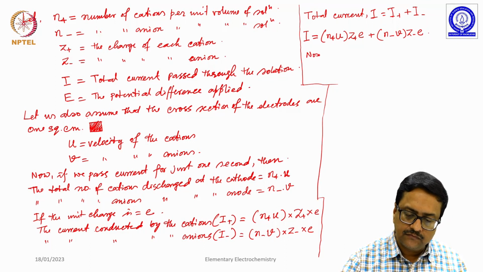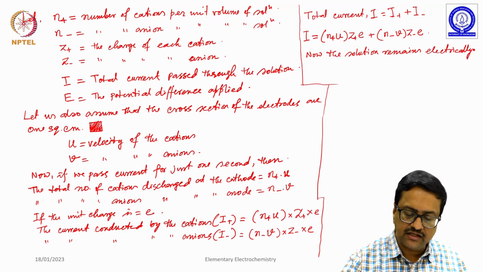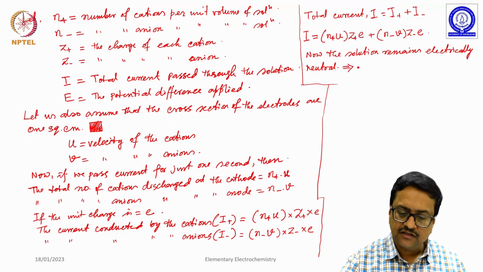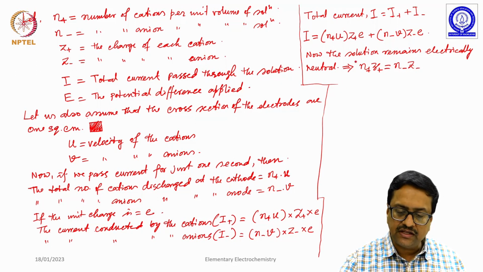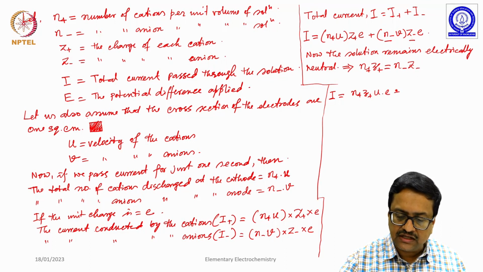Now, the solution remains electrically neutral. What does it mean? The electroneutrality means the charge carried by n plus amount of cations is n plus Z plus is equal to n minus Z minus. So, we replace n minus Z minus by n plus Z plus and write I equal to n plus Z plus u into E plus n plus Z plus V into E.